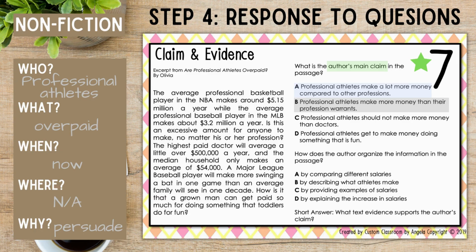So this is a statement that the author made in the passage. That 3.2 million is a lot more than doctors, which is 500,000. But I'm not sure that this is really the main point the author is trying to get across. So let's keep going and look at B.